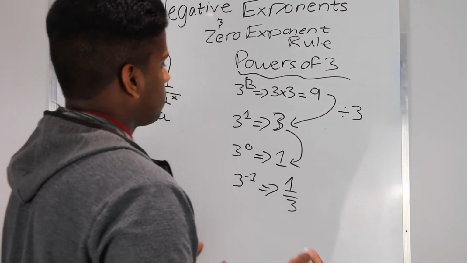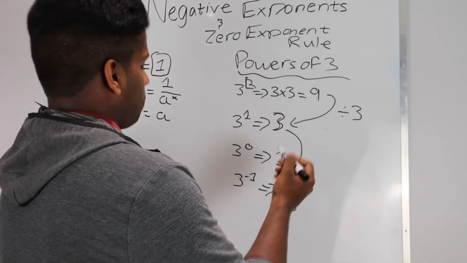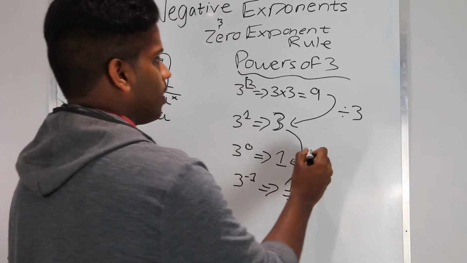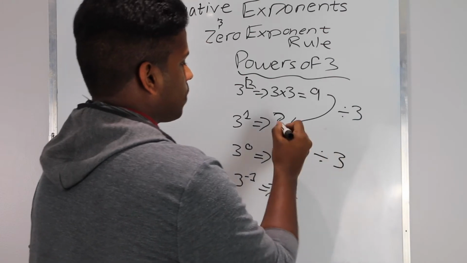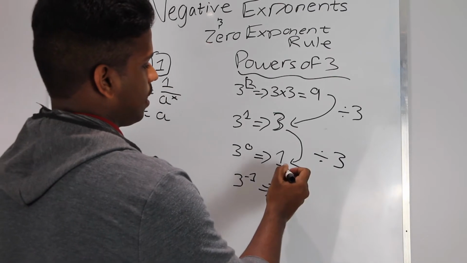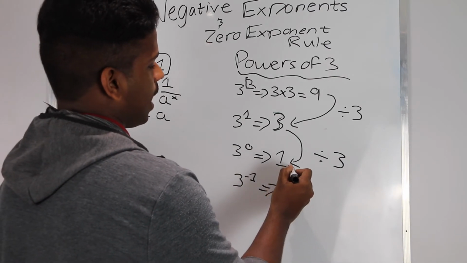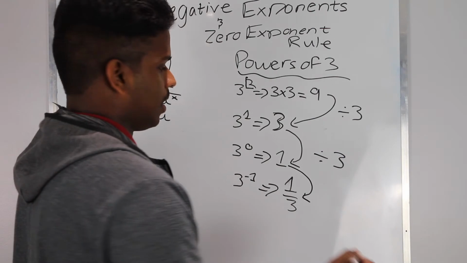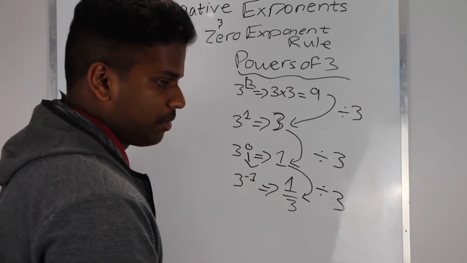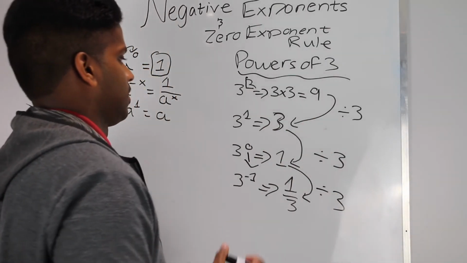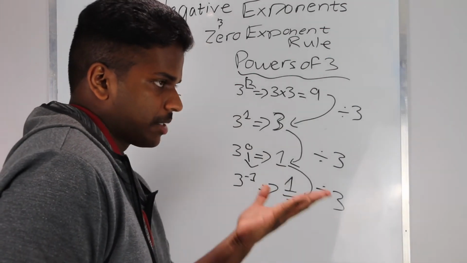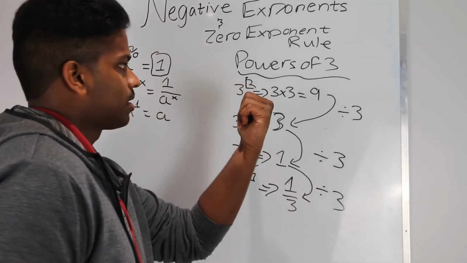So what does that mean? 3 to the power of 0 is 1. So what is the relation? How do we get from 3 to 1? 3 divided by 3 gives you 1. Notice what we're doing here. And then how do you get from 1 to 1/3? We're dividing by 3 again, as we go down 1 whole value in terms of the exponent only, not the base. So see how as we go down each integer value in the exponent, we're dividing by the base.